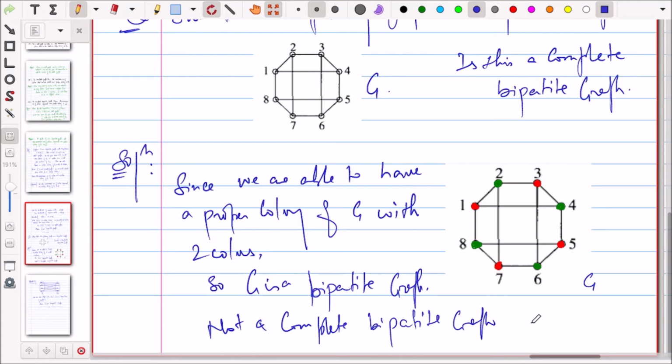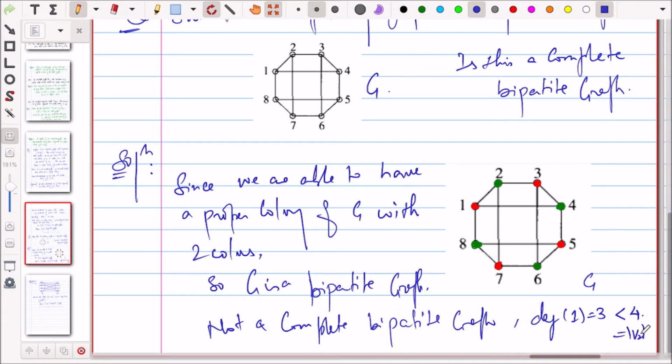Yes. Degree of any vertex in V1 is not equal to the order of V2. Degree of 1 is equal to 3, which is less than 4. The cardinality of V2.